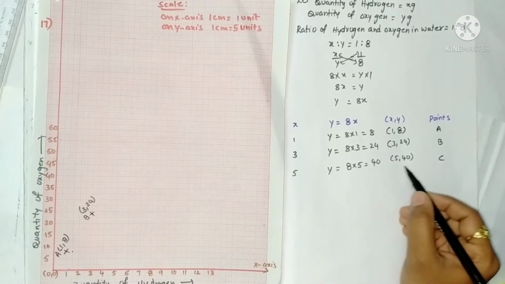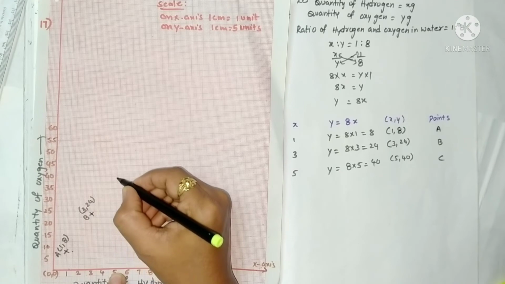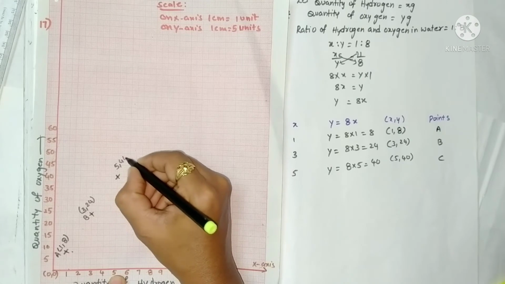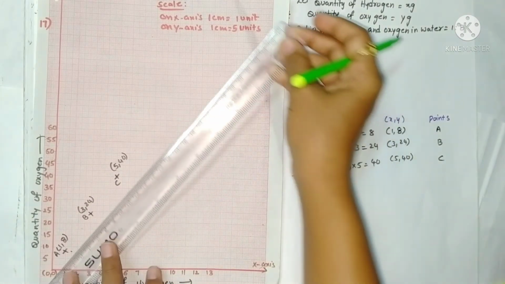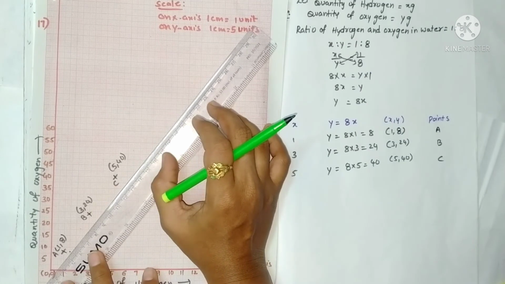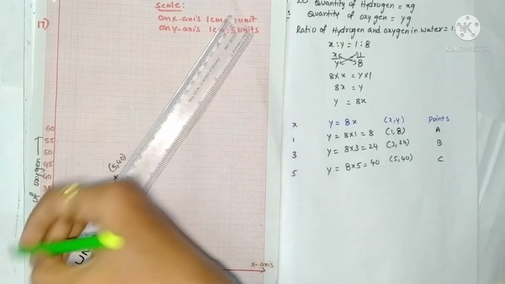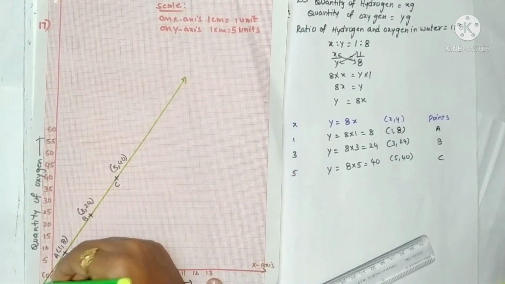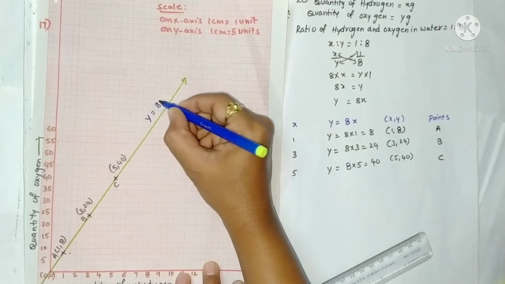Now see 5 comma 40. See 5 on x-axis and 40 on y-axis here. 5 comma 40. Now join these points with the scale. This is in the form of y equals mx, so it passes through the origin. So this is the graph of y equals 8x.